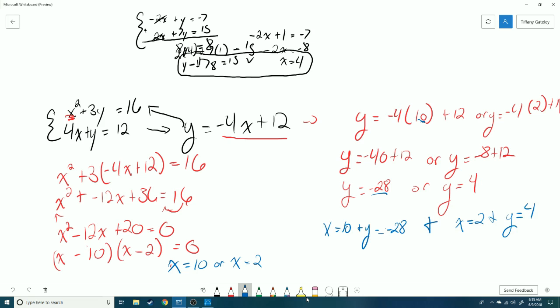Put an and sign. So just remember, you can have 2 answers, especially if you have an x squared here.